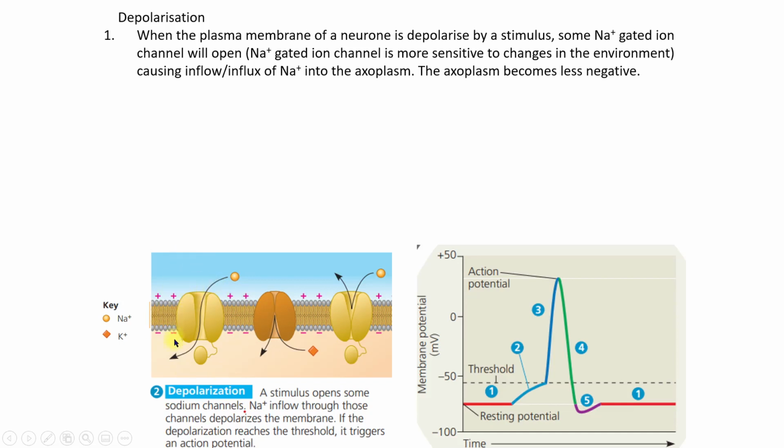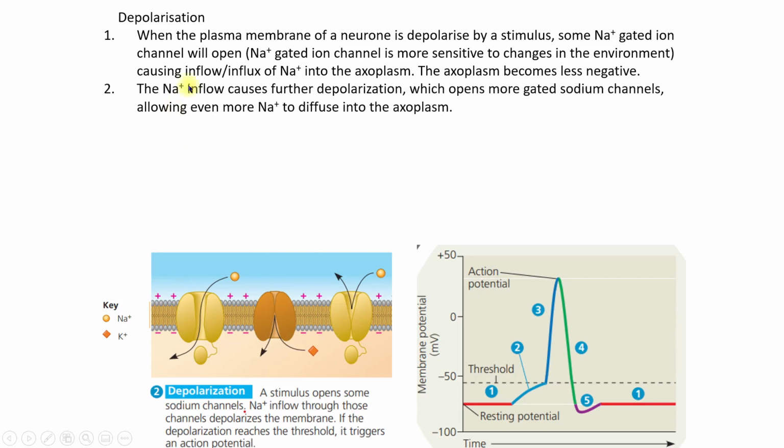This sodium ion channel remains open and sodium ions diffuse into the exoplasm. So when there is an influx of sodium ions into the exoplasm, what happens to it? It becomes less negative. Initially it was negative 70 millivolts, so now less negative, it may reduce to negative 50 millivolts, negative 10 millivolts, for example.